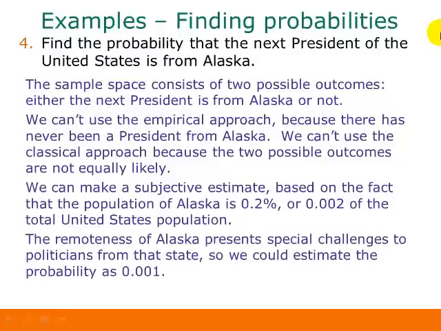But if we consider the remoteness of Alaska and the fact that that presents special challenges to politicians from that state, we would probably say that the probability would be even smaller than 0.002. So we could maybe estimate the probability as 0.001 or 0.1%. So this is using some information that we could get plus some other knowledge that we have to make a subjective estimate of the probability.